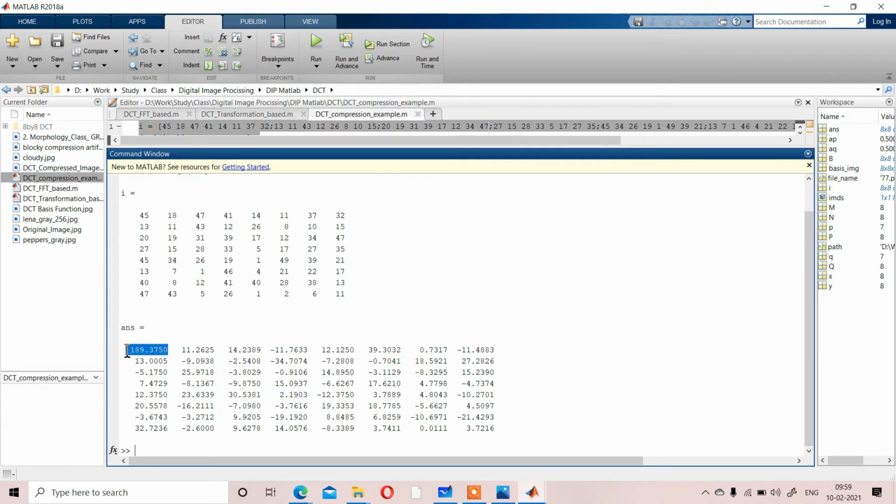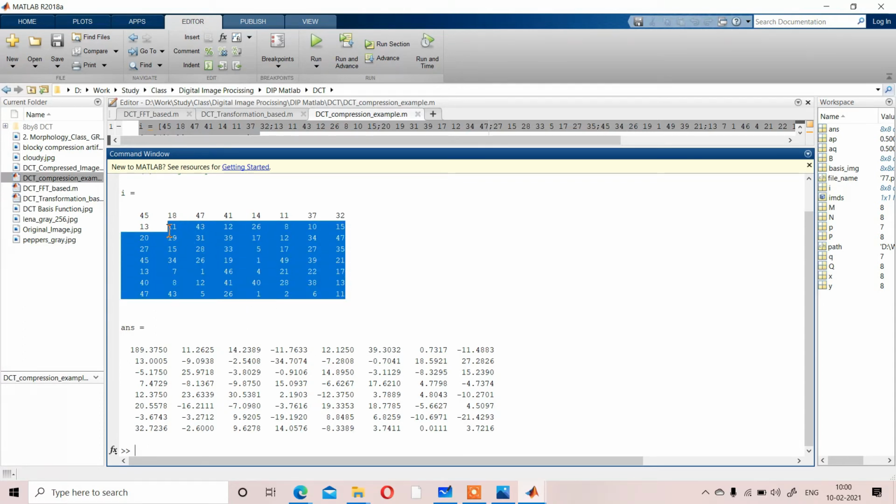The maximum information you are getting in the 0th position, and all the other information is somehow reducing. That is, 41 becomes 11, 47 becomes 14, like that. What we are doing is reducing the information of the image, reducing the size of the image.